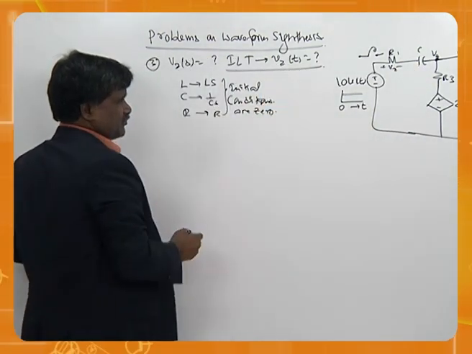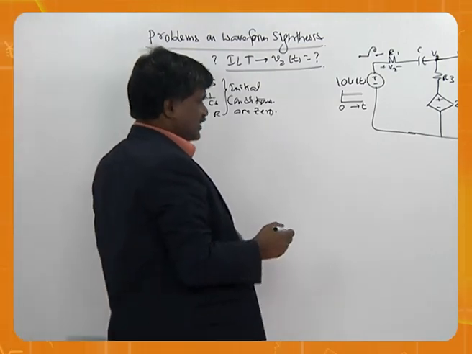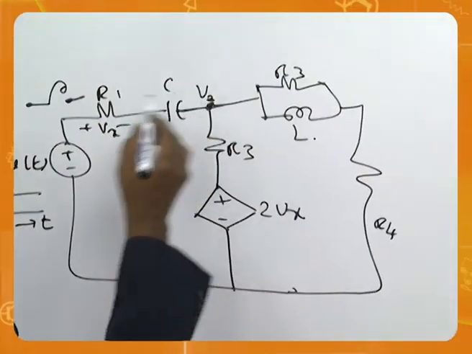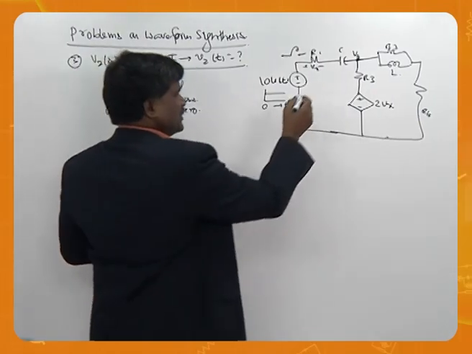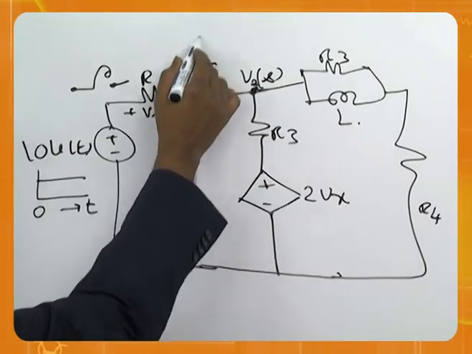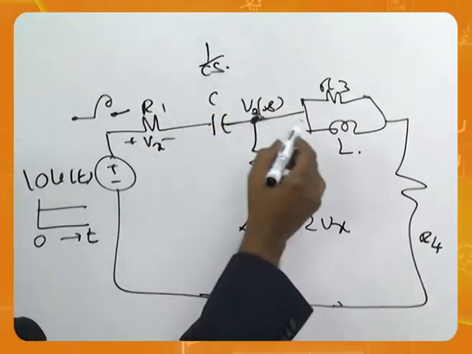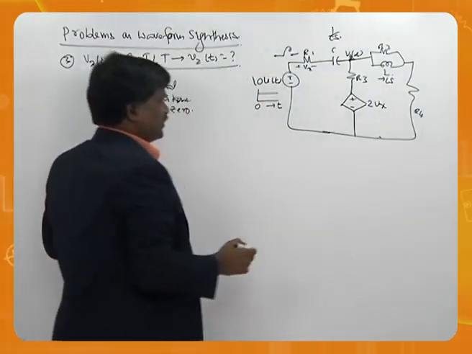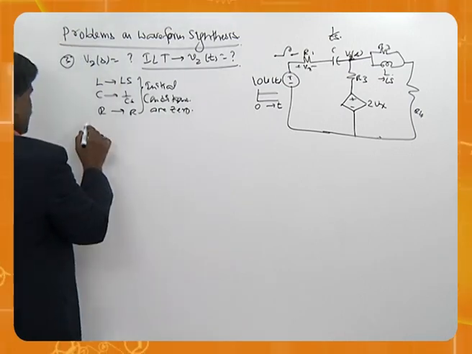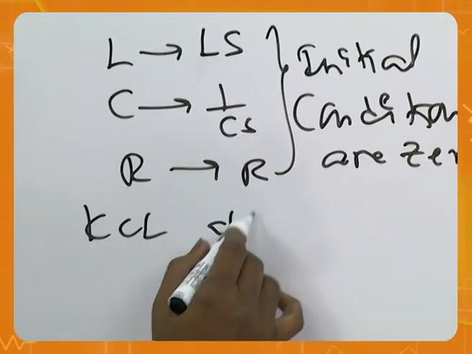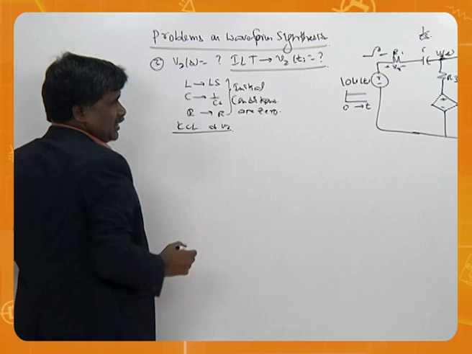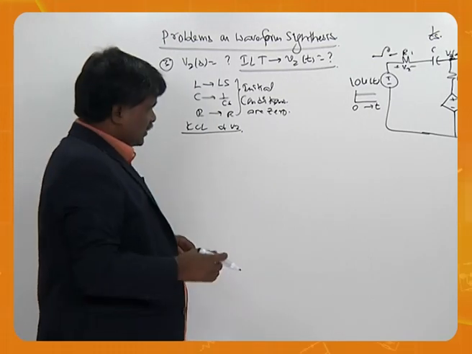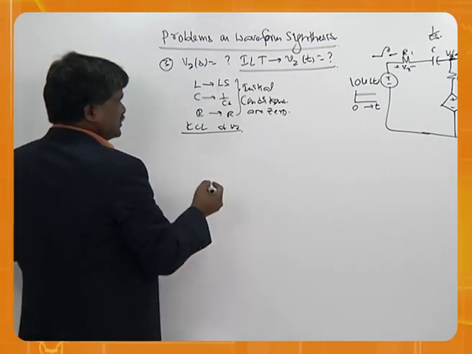That's another one. So what I am suggesting is just take KCL. Call this as V2 of S, call this as 1 by Cs, call this as Ls. Now I will tell you. So take KCL at V2. I will give you an equation and then solve.